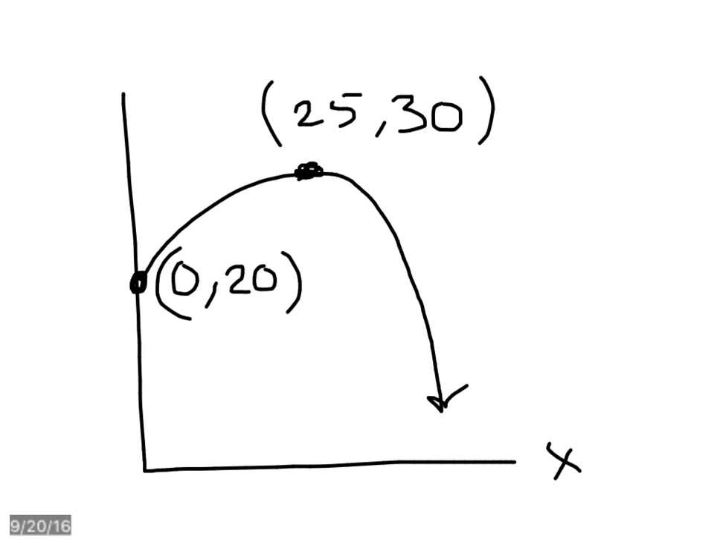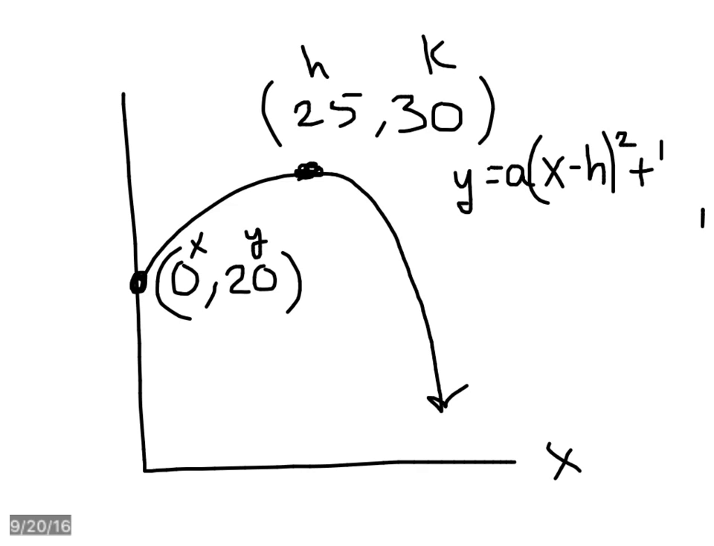What's the vertex in this problem? What's the high point? 25 and 30. This is the h and the k. The vertex is nothing more than where the high point is. Then this over here, yes, it's the y-intercept, but it's also just an ordered pair of x and y. So what I'm going to do is plug everything in that I can, and figure out what the a is. So again, I'm going to use this formula. y equals a(x minus h) quantity squared, plus k.